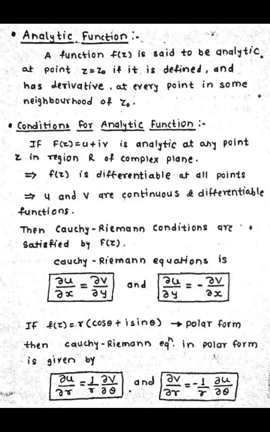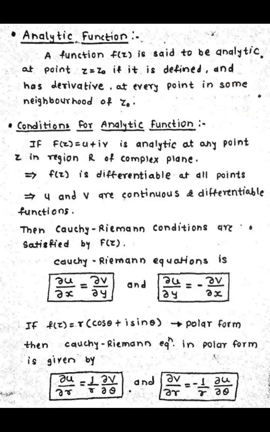So you have to imagine a complex plane, there is some region defined, and in that region there is a point denoted by z0, and the function is defined, and it has a derivative at each and every point of the neighborhood of this z0. So imagine the function f of z is defined around the neighborhood of z0, and it has a derivative, that means it is differentiable, then this kind of function is said to be analytic at the point z is equal to z0.